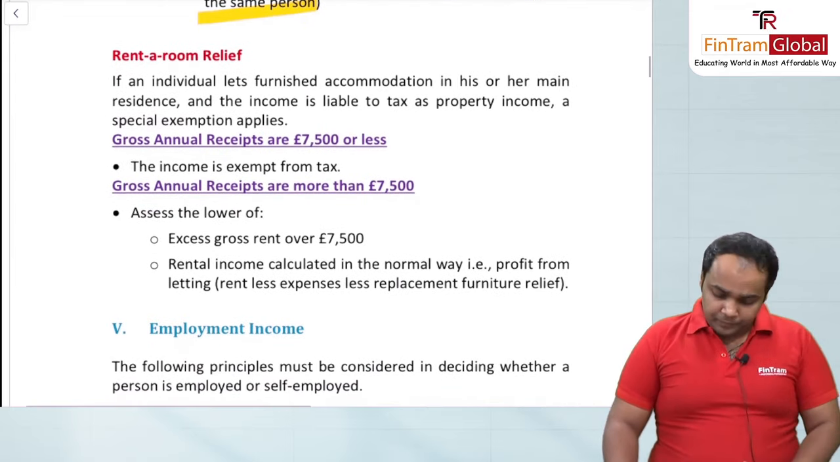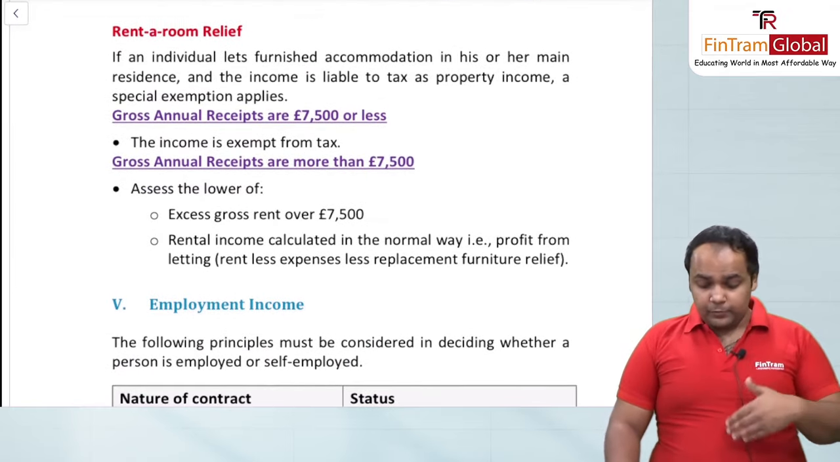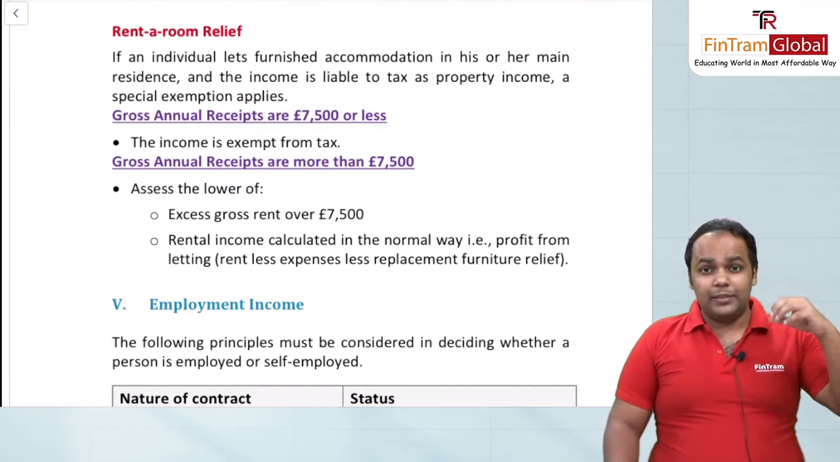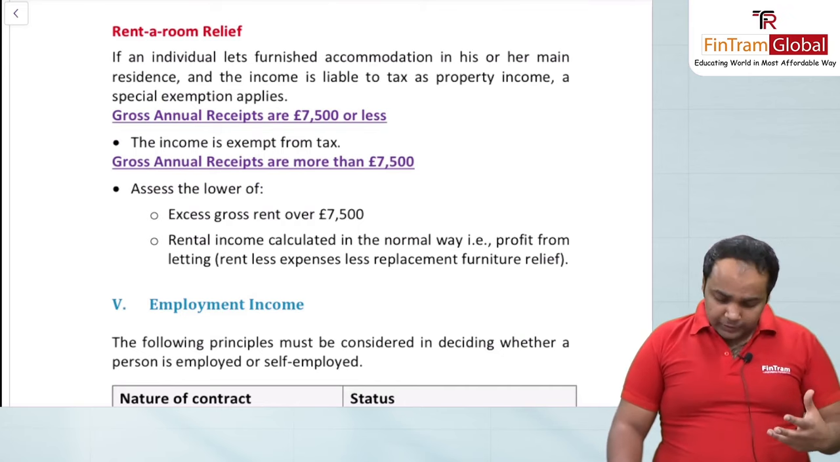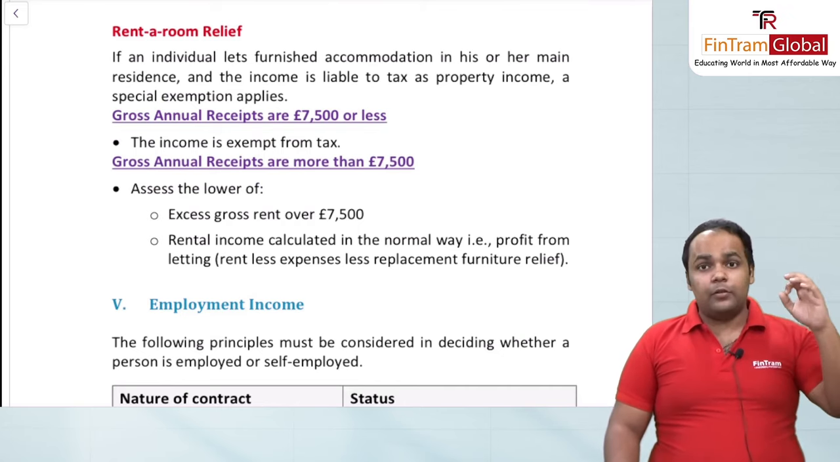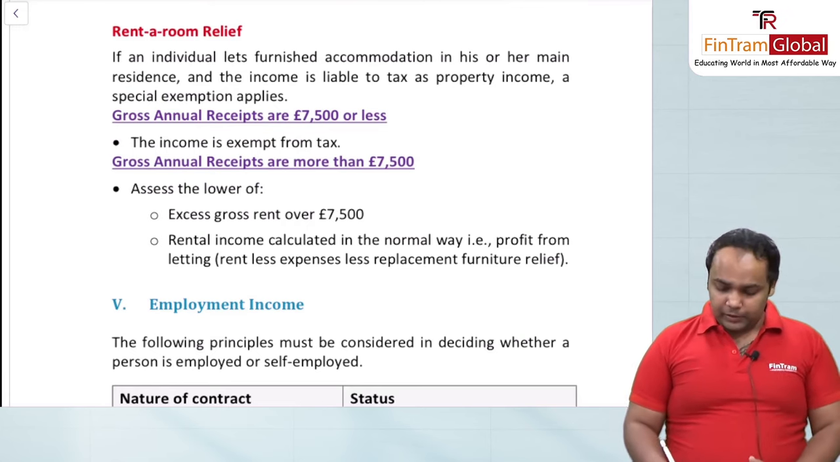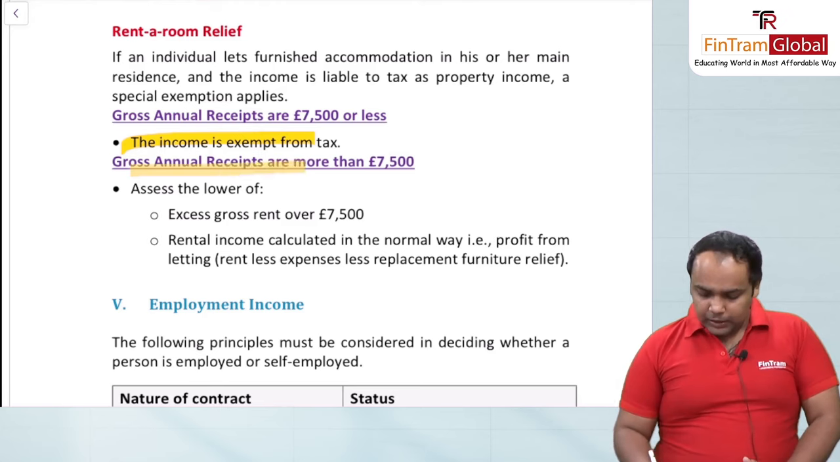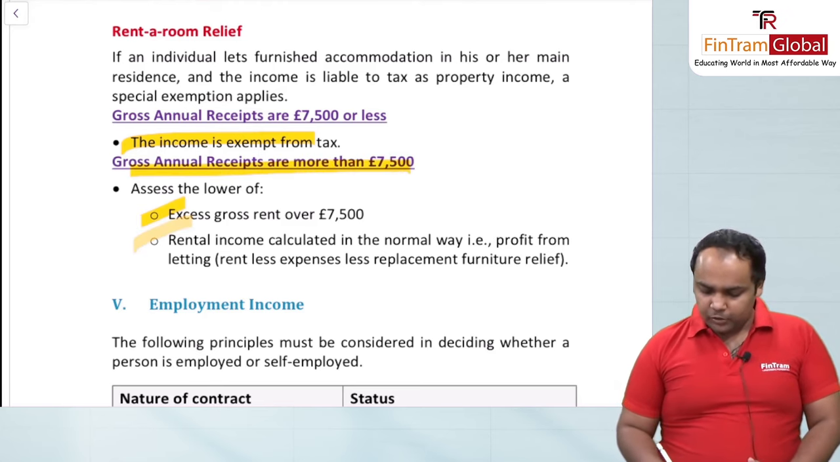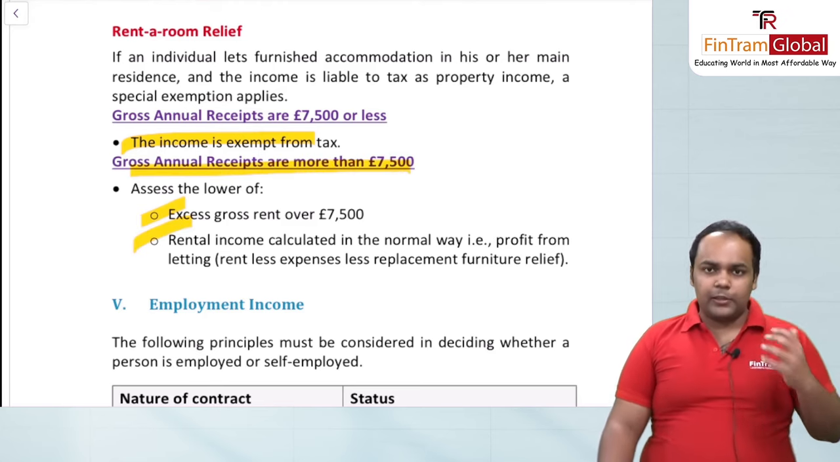Rent a room relief, again, guys, when an individual is renting part of the house in which he's also living, he's allowed rent a room relief. If the gross annual rent received is less than 7,500, the income is entirely exempt. If the annual receipts are more than 7,500, they're assessed at the lower of the excess of gross rent over 7,500 or rent calculated in the normal way.